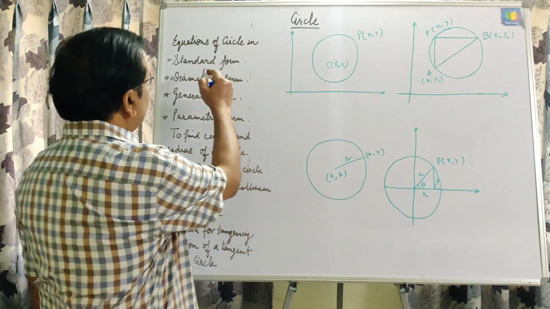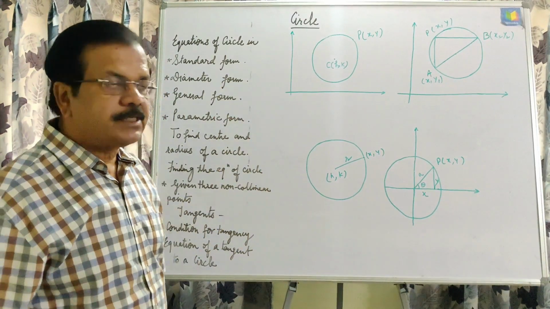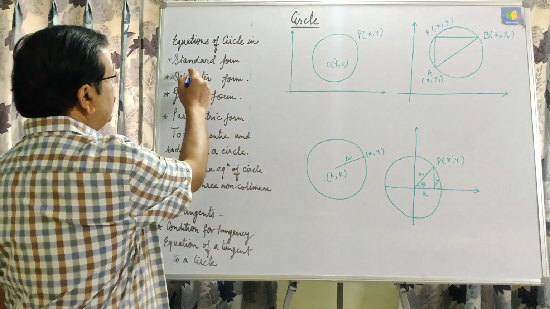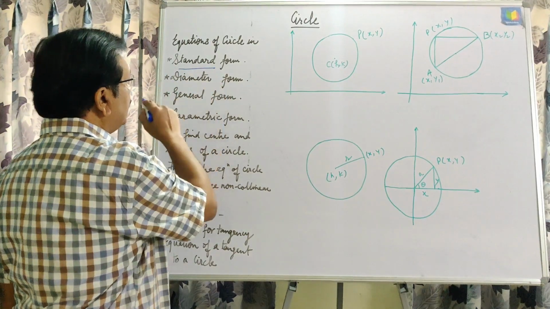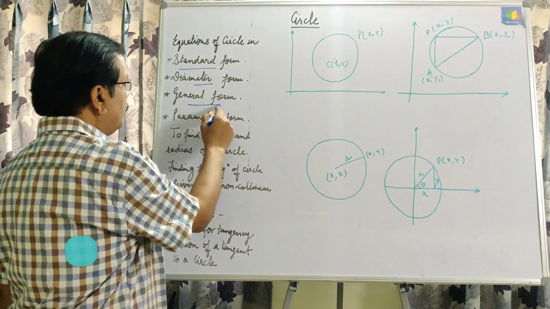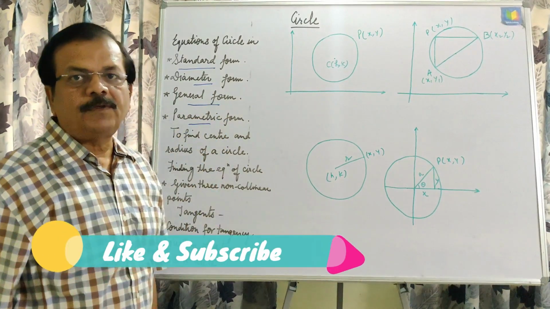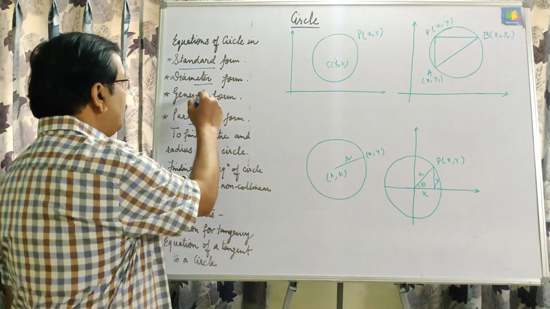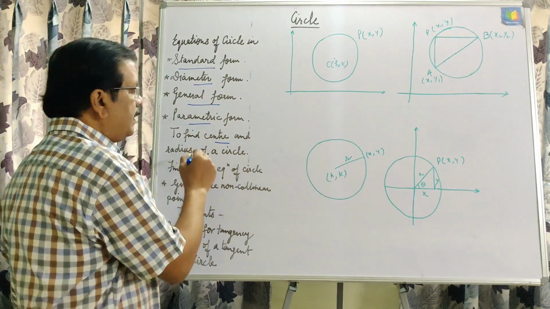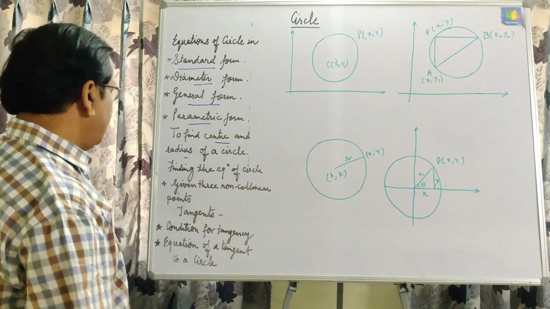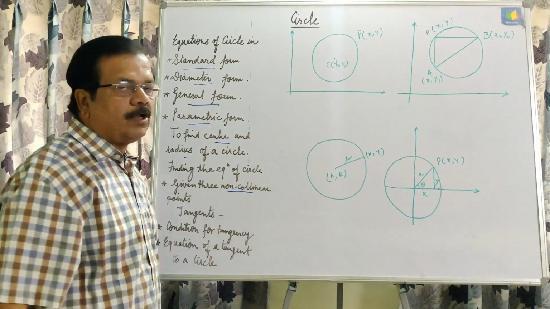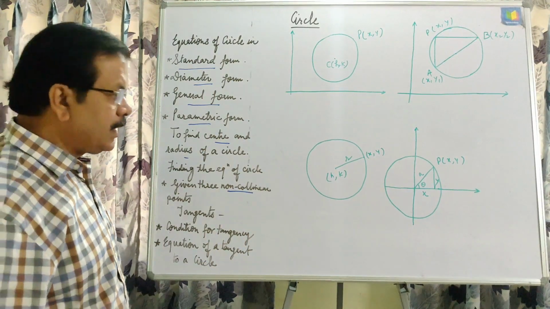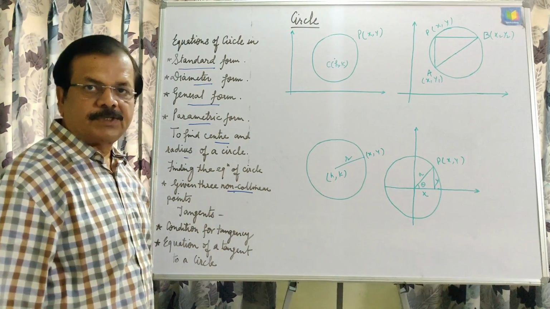As far as your syllabus is concerned, we have to find the equation of circle, and in the syllabus there are four types: standard form, diameter form, general form and parametric form of equation of circles. And then with the help of this, how to find center and radius of a circle. And next, if we are given three non-collinear points which pass through the circumference of the circle, then how can we find the equation of circle.